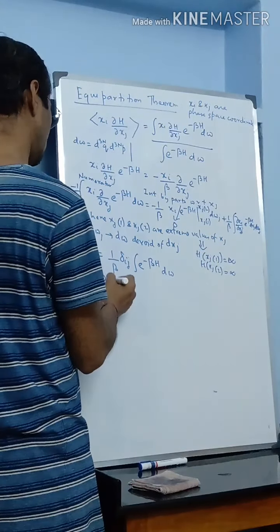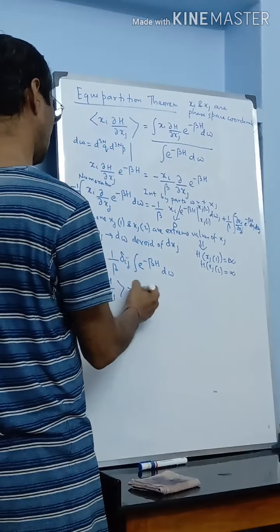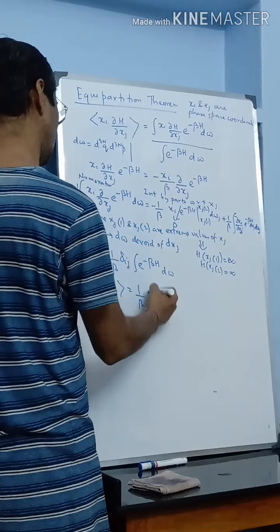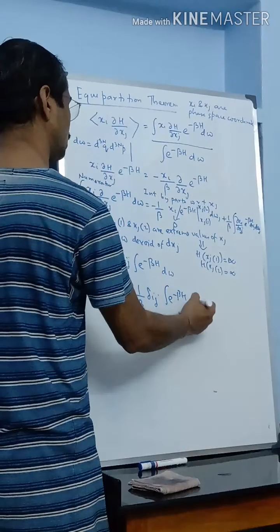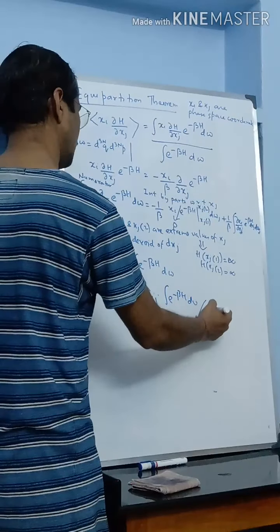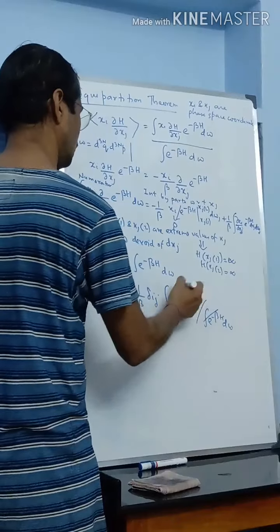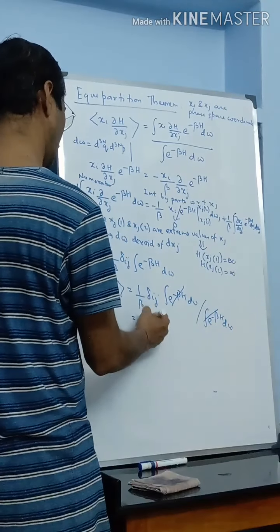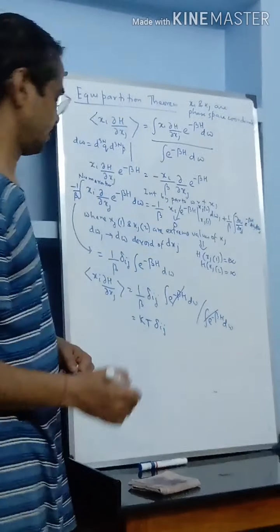So if we substitute this numerator over here, then our expectation value of this actually settles down to something like 1 by beta delta of ij exponential minus beta H d omega divided by exponential minus beta H d omega. So this and this cancel out and we are left with kT delta ij.